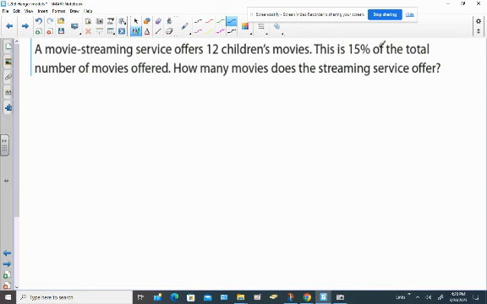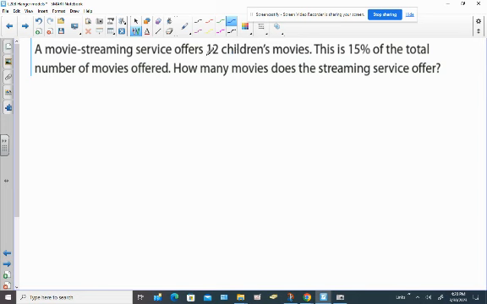A movie streaming service offers 12 children's movies. This is 15% of the total number of movies offered. How many movies does the streaming service offer? We've talked before about a number of ways that you can approach this, but since we've been dealing with equations more recently, we're going to try writing an equation.